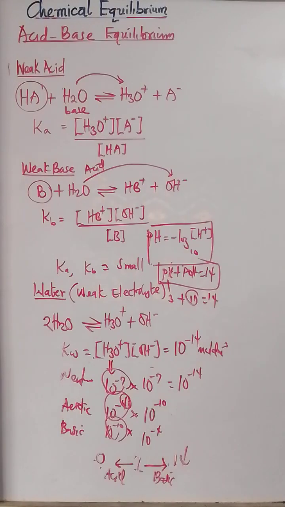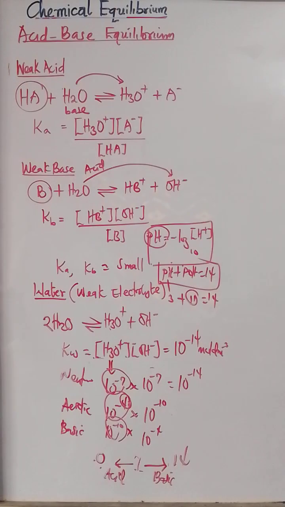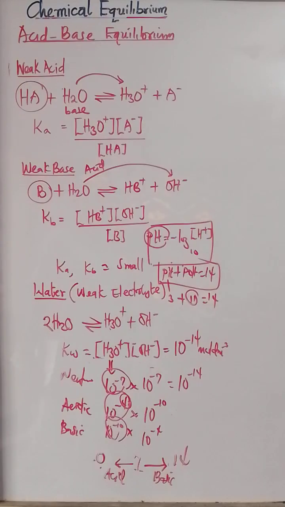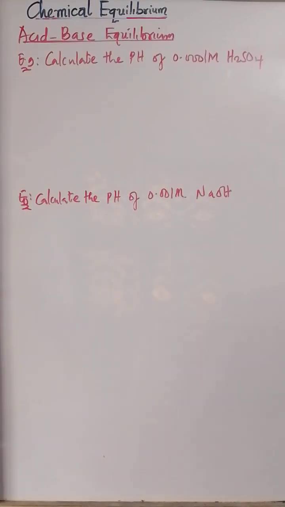But for general convention, most times we do talk about what? pH. So if you are given any concentration, you can always get the pH. And if you know the pH, you can always get the pOH. Now consider these two examples.